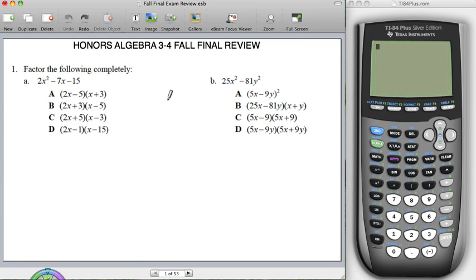Number one, you're just factoring. Hopefully you already know how to do this, so I'm not going to go over these. Number one, part A is B, and then for B, your solutions should be D.